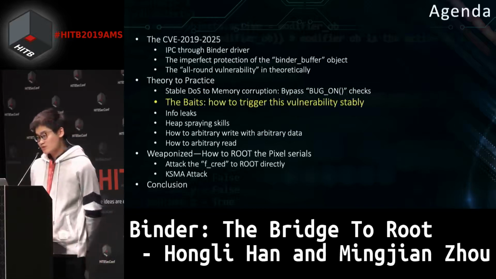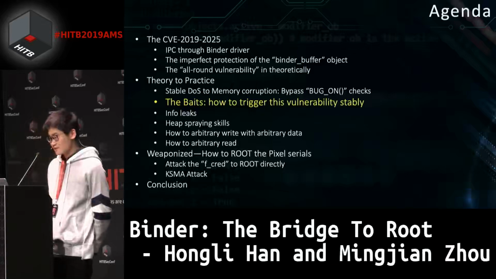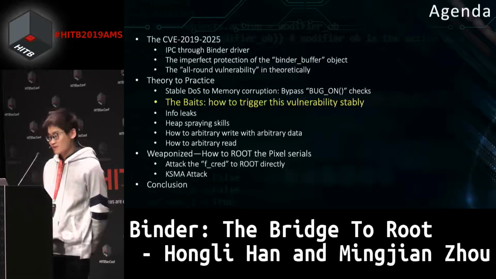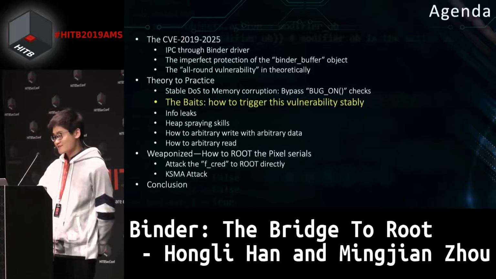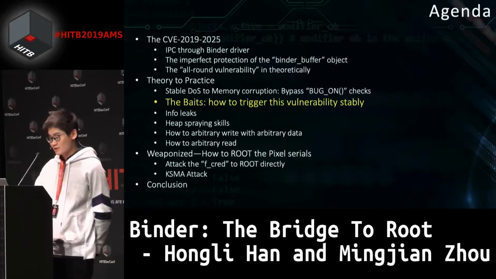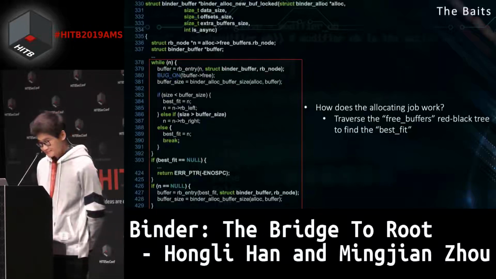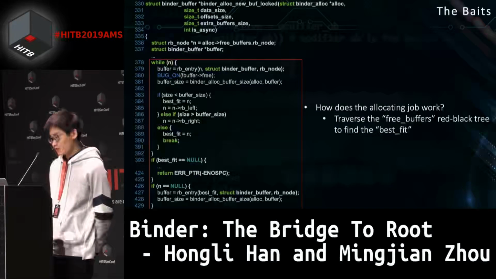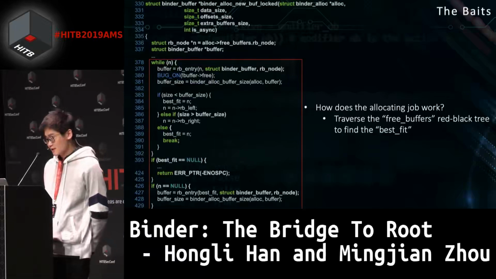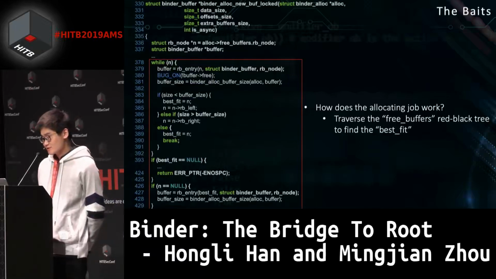It's not easy to trigger this bug, indeed, because it needs the cooperation between the client process and the server process. In this section, I will detail how to trigger the vulnerability stably. In order to achieve this, we should first think about how the allocating and the freeing job works, as shown between line 378 and 392.